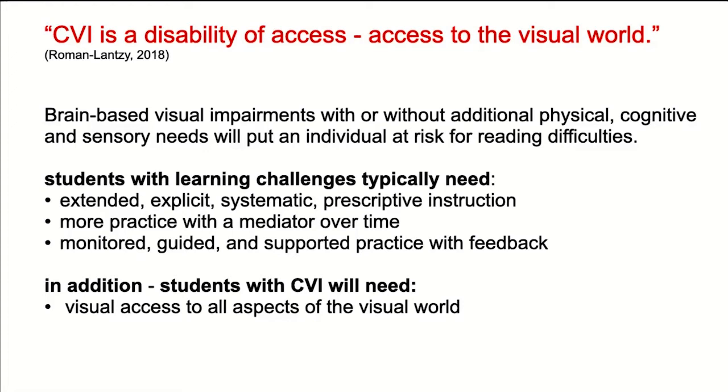I contend that brain-based visual impairments, with or without additional physical, cognitive, and sensory needs, will put an individual at risk for reading difficulties. Students with learning challenges typically need extended, explicit, systematic, prescriptive instruction. They need more practice with a mediator over time. They need monitored, guided, and supported practice with feedback. In addition, students with CVI will need visual access to all aspects of the visual world. And how we provide that visual access leads me to my conceptual framework of cortical visual impairment literacy.